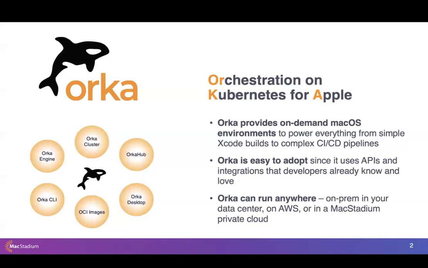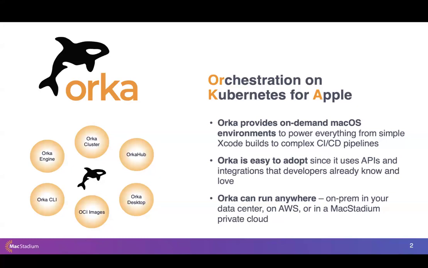So Orca is a macOS platform that stands for Orchestration on Kubernetes with Apple. It allows you to manage macOS hardware resources as Kubernetes node resources, and allows you to easily scale out deployments such that you're able to easily manage a fleet of Mac machines from a central location without having to individually manage each individual machine.